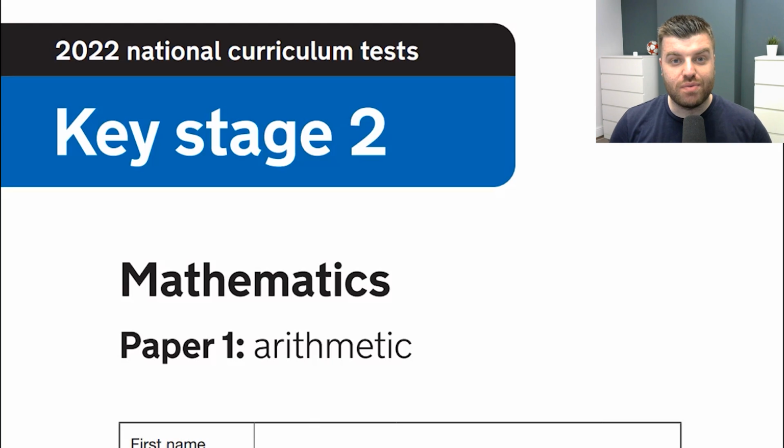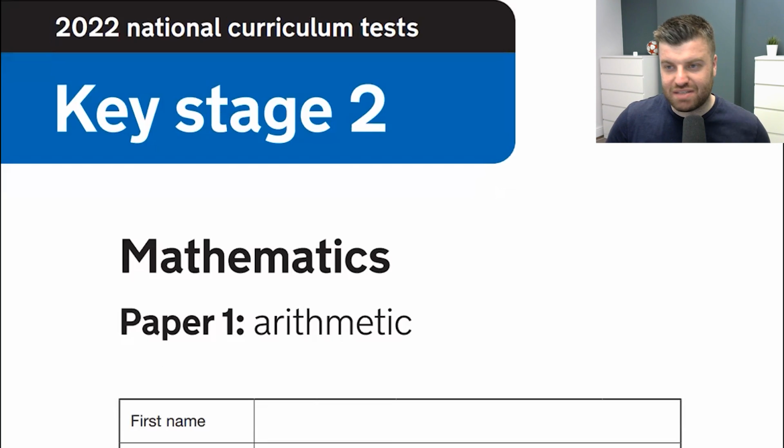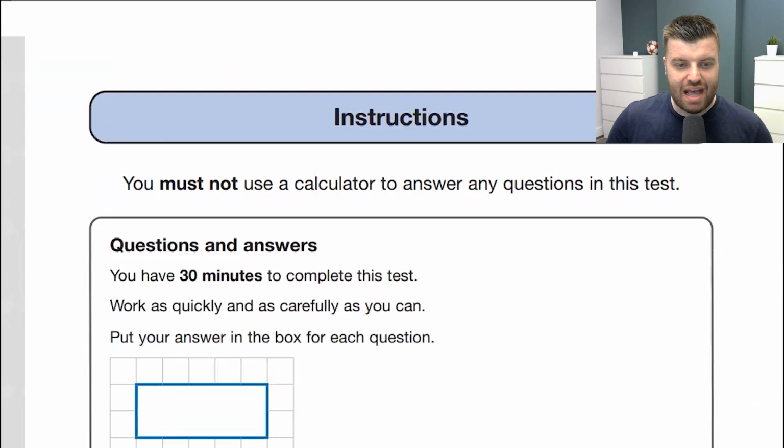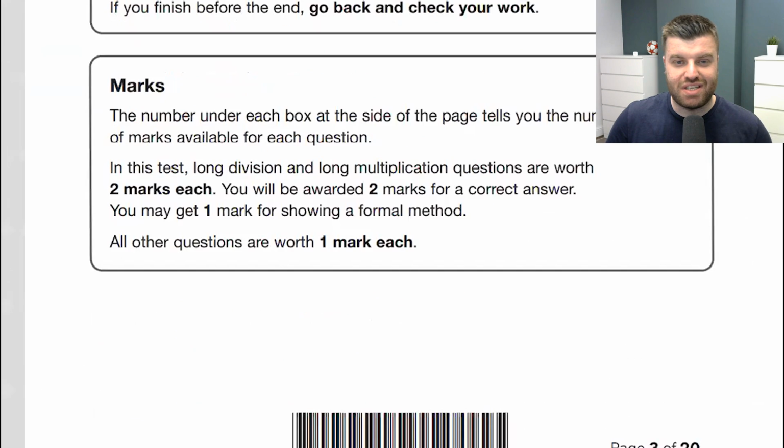Hey everyone, and welcome to our walkthrough of the 2022 Key Stage 2 SATs paper for Arithmetic. Let's dive straight in. So there's a front page, you'll fill in all your details and you go through the instructions with your teachers in school.